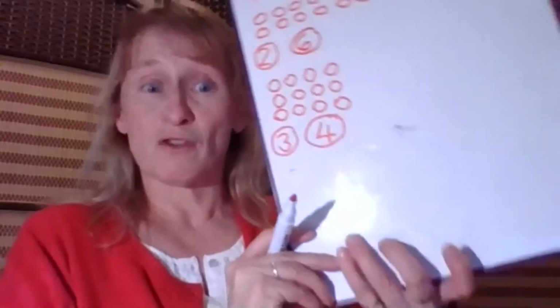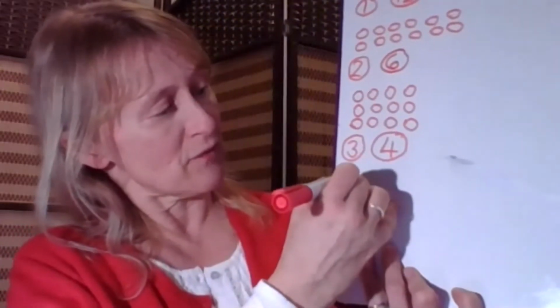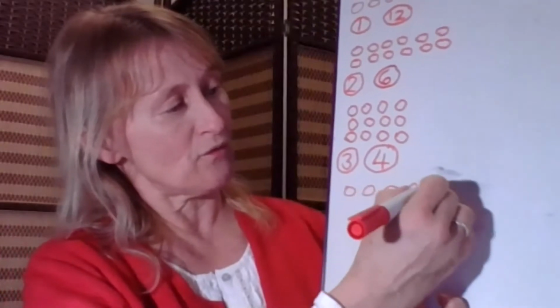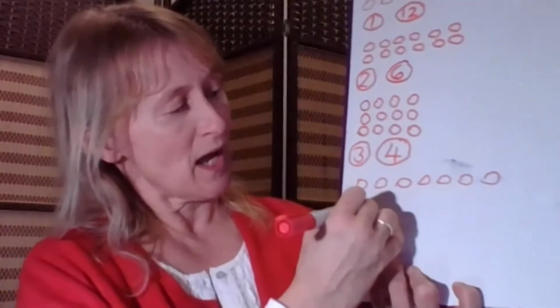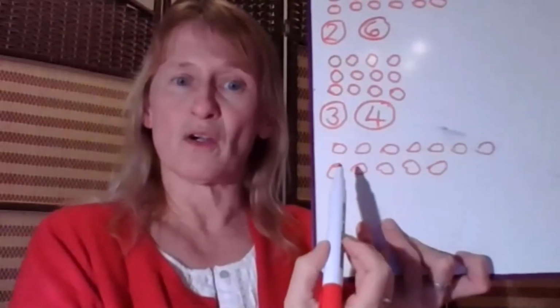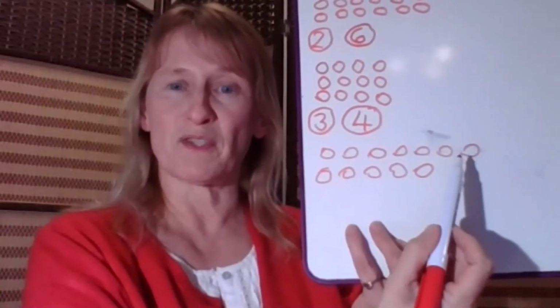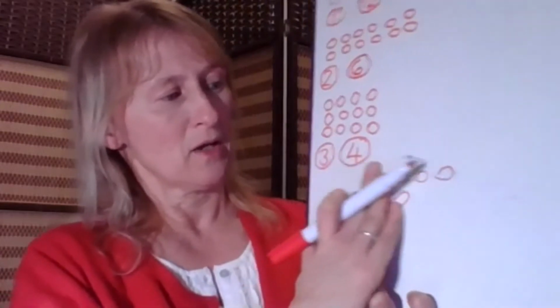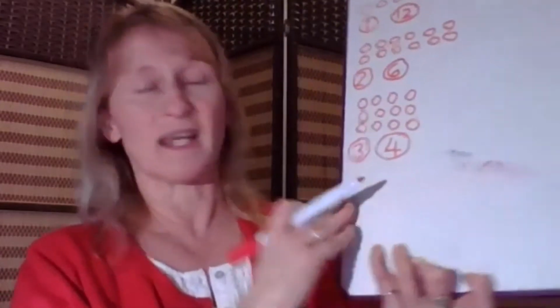Try 7 if you want. If you think 7 will do, let's have a go. 1, 2, I'm going across this time. 1, 2, 3, 4, 5, 6, 7, 8, 9, 10, 11, 12. No, look. It made one group of 7, but then I had 5 left over. So 7 is not a factor of 12. Okay, you go on trying any others you like, that's fine.